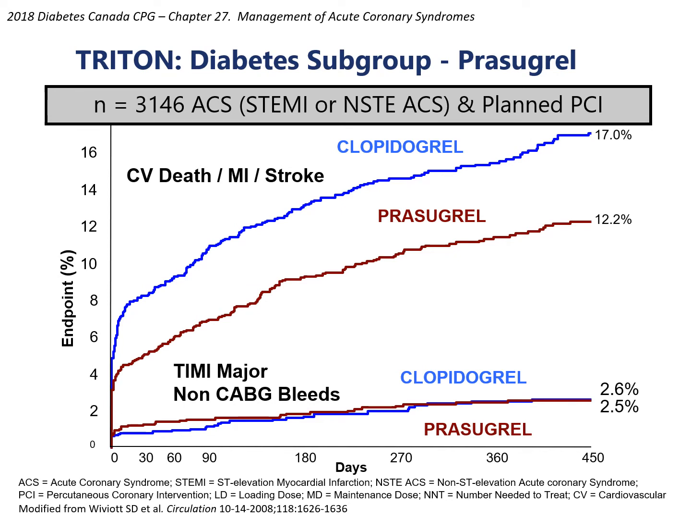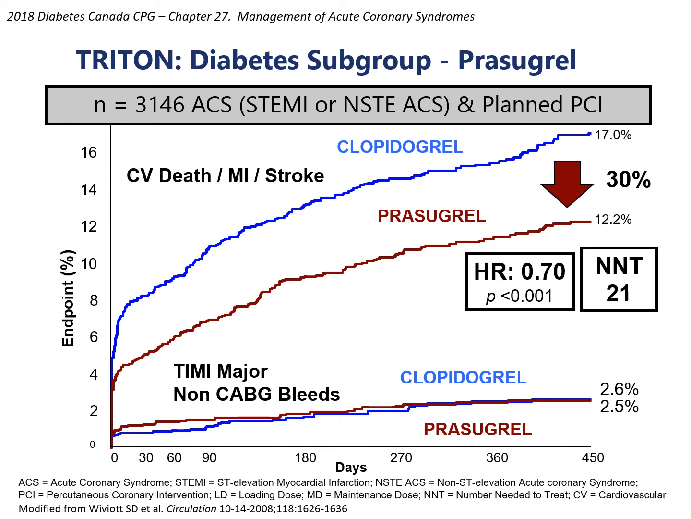In the Triton study, the diabetes subgroup included 3,146 patients. And as you can see on this slide, the amount of benefit was even greater in those living with diabetes. In fact, the relative risk reduction was greater at 30%, and the NNT fell to 21 because of the increased event rates. And thankfully, this was seen in the absence of any increase in bleeding.